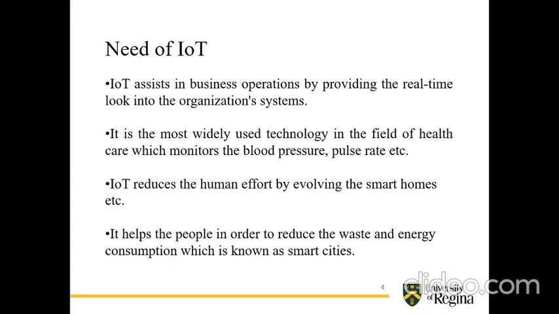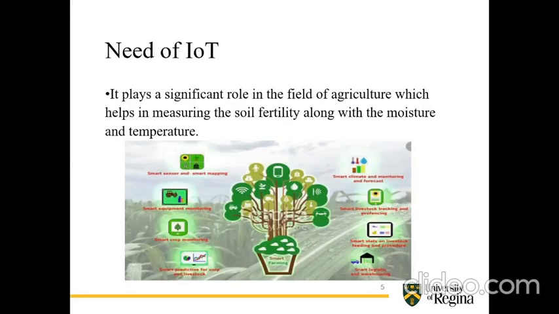It helps people in order to reduce the waste and energy consumption, which is known as smart cities. So it has a significant role in smart cities. It also plays a significant role in agriculture, which helps in measuring the soil fertility along with the moisture and temperature. Like if we monitor the temperature and pressure of soil, then we can increase the yield of crop because all these factors help to monitor the agriculture properly.